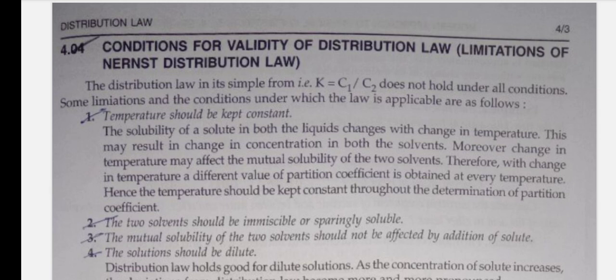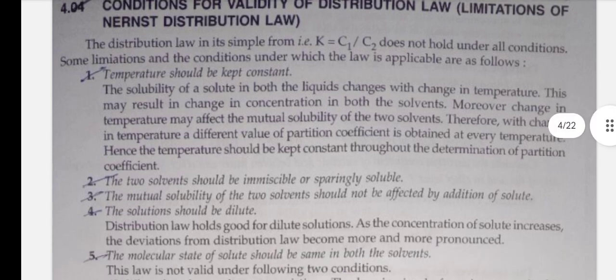This may result in change in concentration in both the solvents. Moreover, change in temperature may affect the mutual solubility of the two solvents. Therefore, with change in temperature, a different value of partition coefficient is obtained at every temperature. Hence, the temperature should be kept constant throughout the determination of partition coefficient.